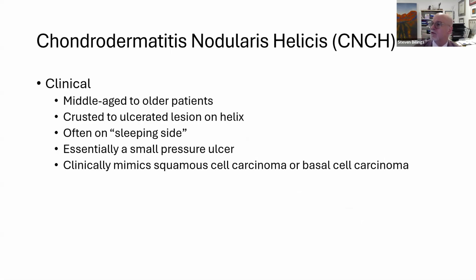Another unusual inflammatory disease that can be ulcerated is chondrodermatitis nodularis helicis, also goes by CNH. Tend to see this in middle-aged to older patients. You'll see a crusted or ulcerated lesion on the helix or the antihelix of the ear. It's often on the patient's predominant sleeping side, so if you sleep on your side, you may be at risk for getting this. And it's essentially like a small pressure ulcer. Clinically, though, it mimics squamous cell carcinoma or basal cell carcinoma, so it often clinically comes in with the diagnosis of rule out squamous cell carcinoma.